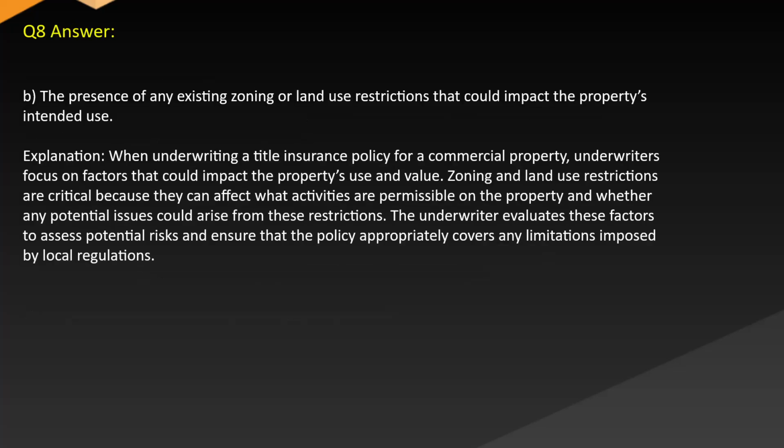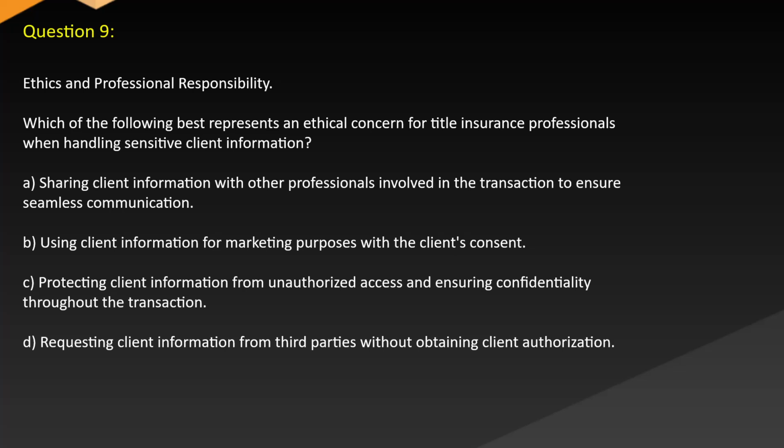Answer B. The presence of any existing zoning or land use restrictions that could impact the property's intended use. Explanation. When underwriting a title insurance policy for a commercial property, underwriters focus on factors that could impact the property's use and value. Zoning and land use restrictions are critical because they can affect what activities are permissible on the property and whether any potential issues could arise from these restrictions. The underwriter evaluates these factors to assess potential risks and ensure that the policy appropriately covers any limitations imposed by local regulations.